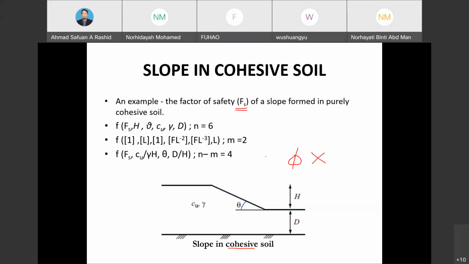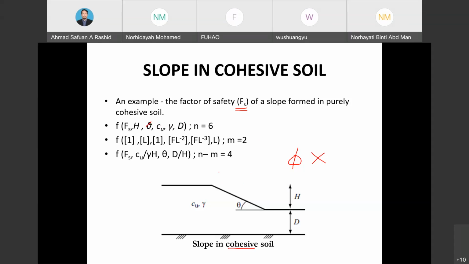The inputs of the study are the height of the slope, H, the depth of the toe to the hard layer, D, then the soil strength, Cu, then the unit weight of the soil, which is gamma. And then we have the angle of the slope, which is theta. Okay, this is theta.